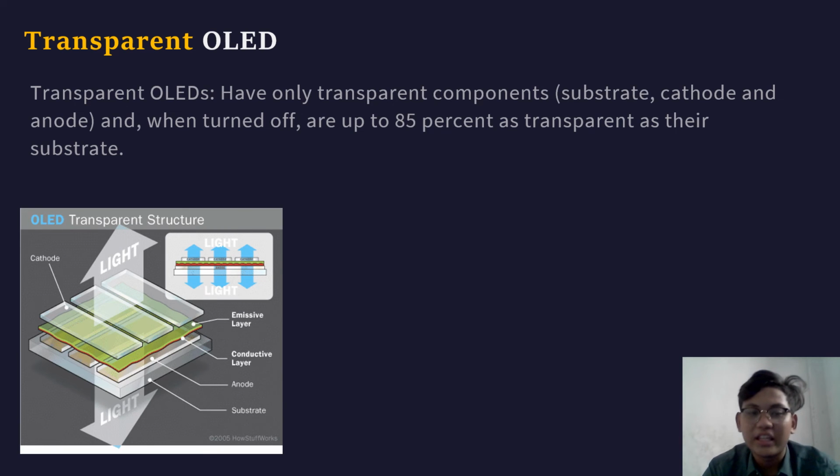Transparent OLED. Transparent OLEDs have only transparent components: substrates, cathode, and anode. When turned off, they are up to 85% as transparent as their substrate.